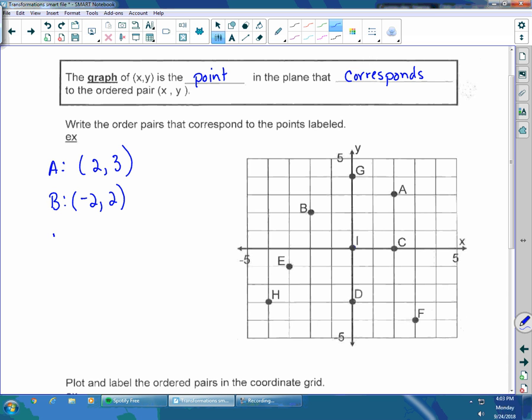Let's do C. C is right here. From the origin, I'm going to the right 1, 2. So my x is going to be 2. I'm not going up or down at all, so my y is going to be 0. Okay, and D is down here. So D, I'm not going right or left at all. I'm going right or left 0, and then I'm going down 1, 2, 3. So that's going to be a -3.